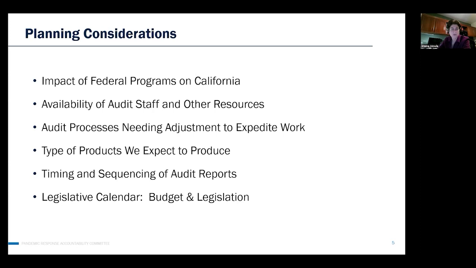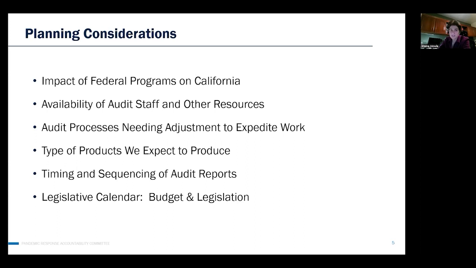But that's, again, way too long for these projects that we were going to work on. Excuse me, the types of products that we expected to produce. Is it going to be a 6-page letter? Is it going to be a 2-page infographic? Is it going to be a management letter? What type of products did we anticipate producing?